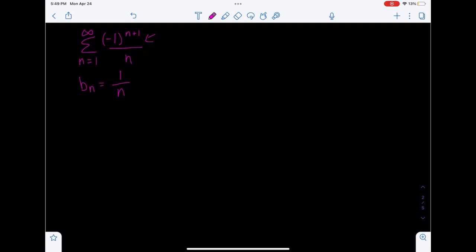Now, once we've identified our b sub n, we can go ahead and write out the first few terms. This helps us see if our b sub n is decreasing. So our first few terms are 1, 1/2, 1/3, 1/4, and so on and so forth. Now, once we've done that, we can take the limit as n approaches infinity of our b sub n, which in this case is 1 over n. And we can see that the limit as n approaches infinity of 1 over n is in fact 0. Yay! We have proven that this series converges by the alternating series test.